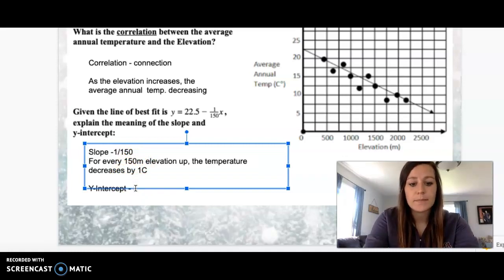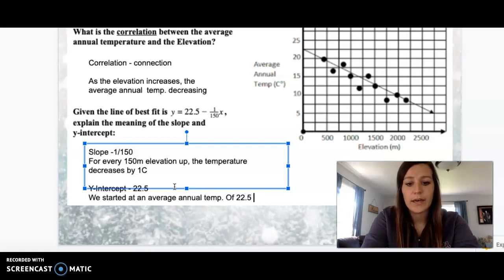Our y-intercept here is 22.5. Okay, again, y-intercept, we're talking about degrees Celsius here. So we would want to say we started at an average annual temp of 22.5 degrees Celsius. Okay. And again, started, begin, both of those, as long as you have that keyword in your sentence, that would be great.